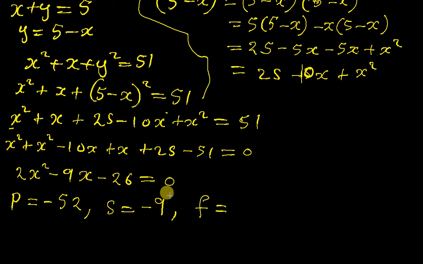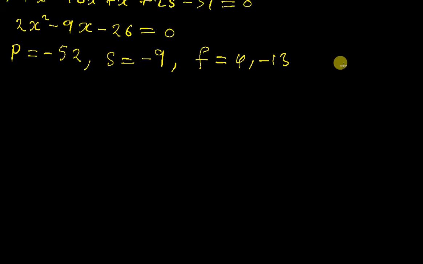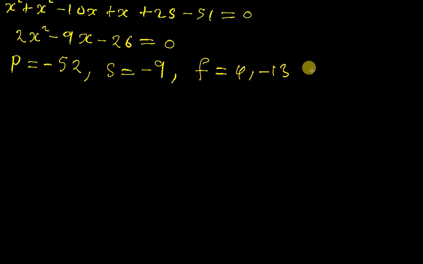So these two numbers are simply negative 13 and positive 4. So we have 4 and negative 13. When you add negative 13 and 4, you discover that you have negative 9, which is the sum. Then when you multiply 4 and negative 13, you get negative 52 as your product.